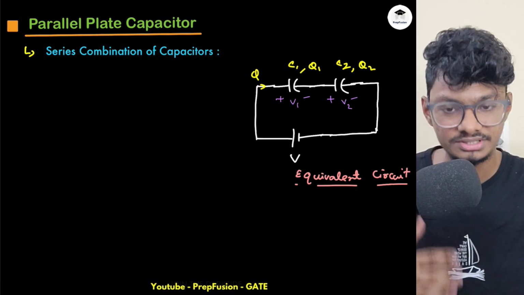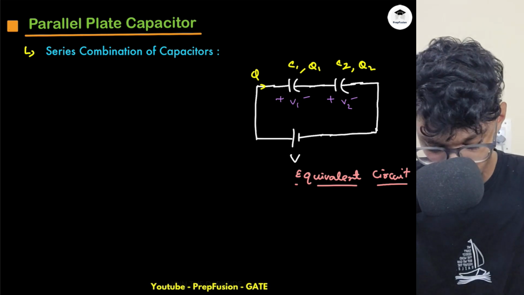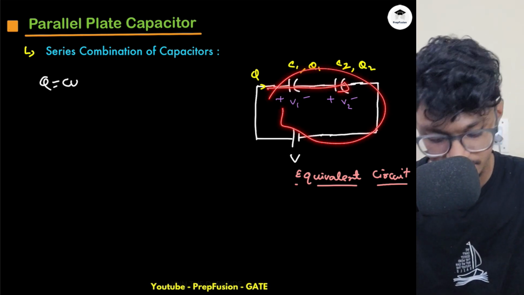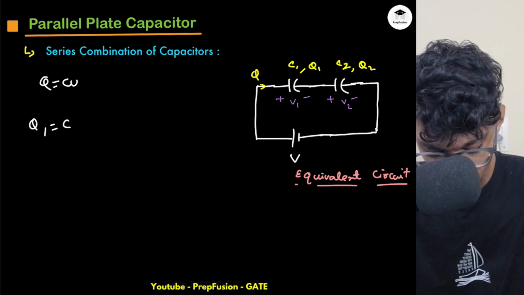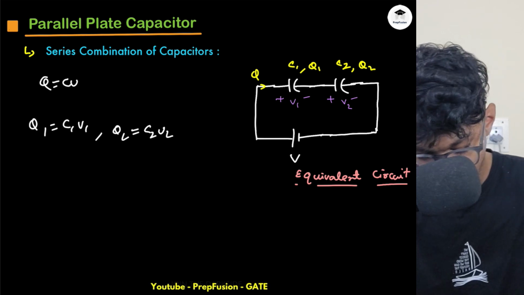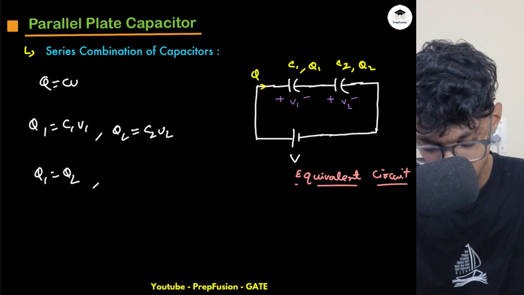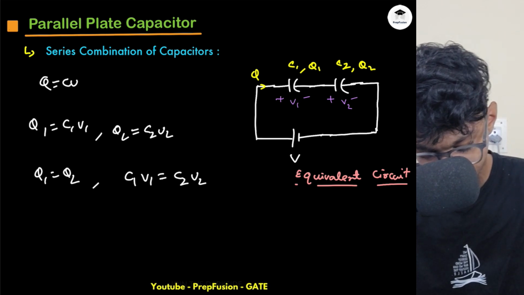In case of series combination, things are again simple, from a circuit analysis point of view. We know charge is equal to CV, and the same charge will flow through the whole of this combination. So charge is constant, but potential gets divided. So Q1 equals C1 times V1, and Q2 equals C2 times V2, and Q1 is equal to Q2 because in a series circuit charge is the same. So obviously C1 V1 equals C2 V2.